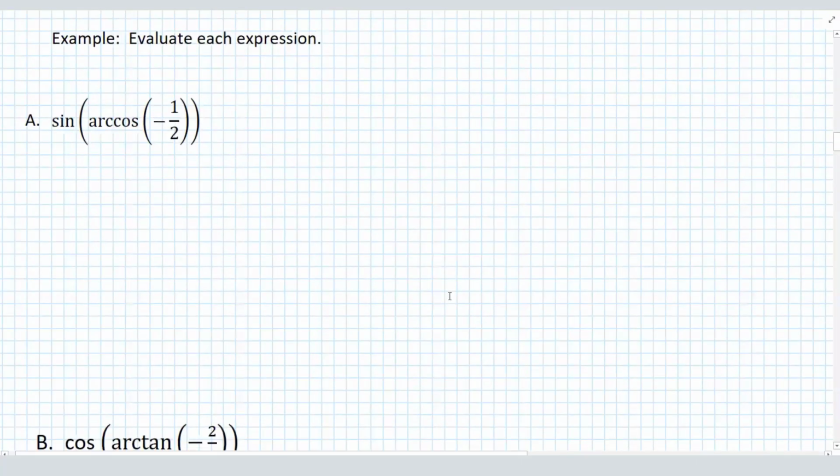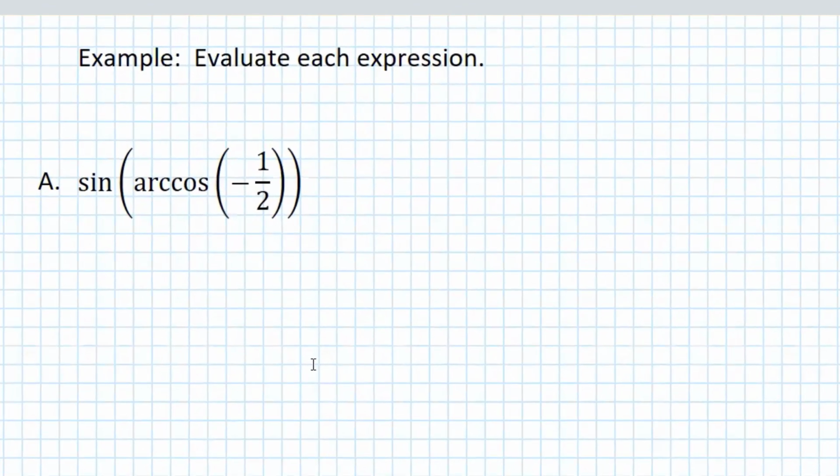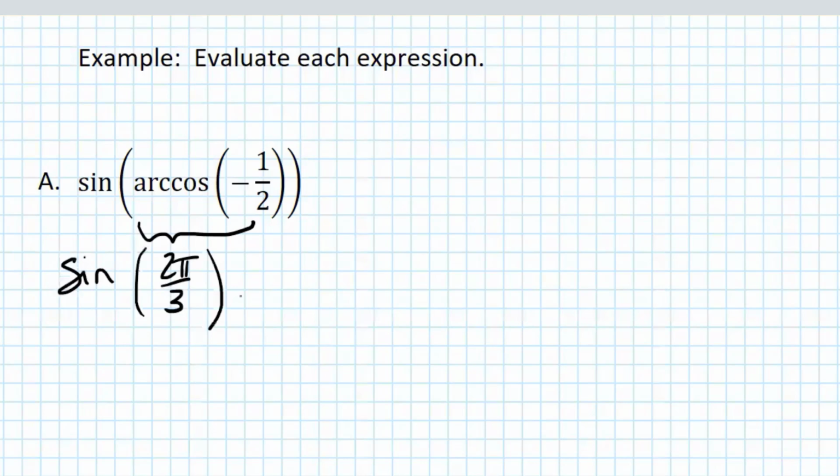Now, sometimes we will have a trig function composed with an inverse trig function. So let's see what happens, for example, with sine of arc cosine of -1/2. Remember, arc cosine just means inverse cosine. And we just found the inverse cosine of -1/2, didn't we? What did that turn out to be? 2 pi over 3. So this is really asking us to find the sine of 2 pi over 3. So what's the sine of 2 pi over 3?